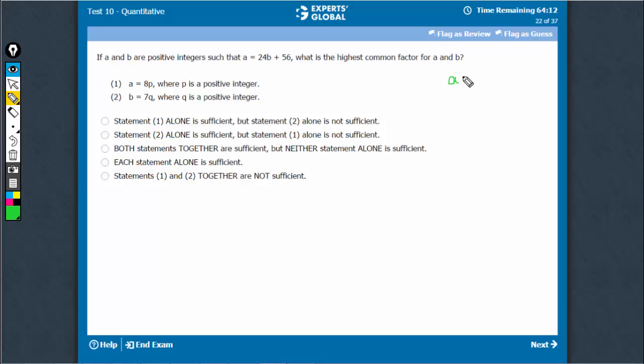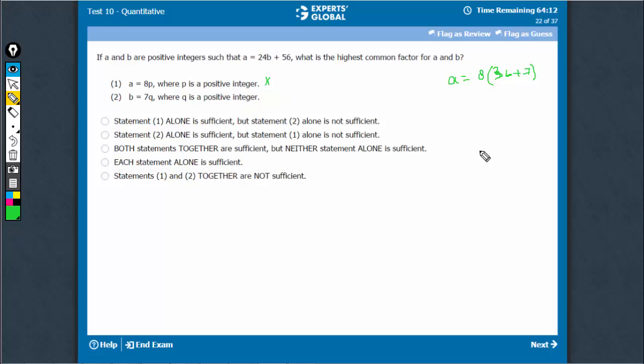So a is equal to, let's take 8 common, 3b plus 7. The question talks about a, it says nothing about b. And we have to find the highest common factor of a and b. Therefore, statement 1 can just not be sufficient because there is no information about b.